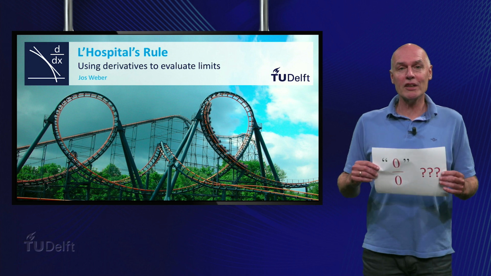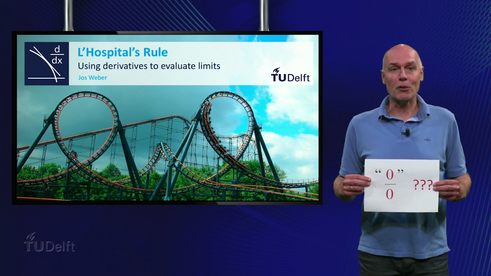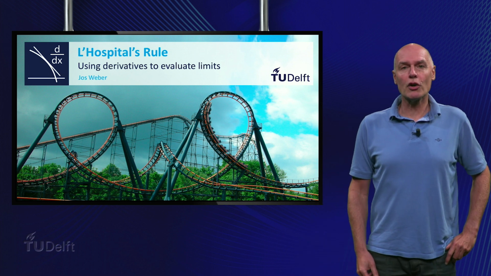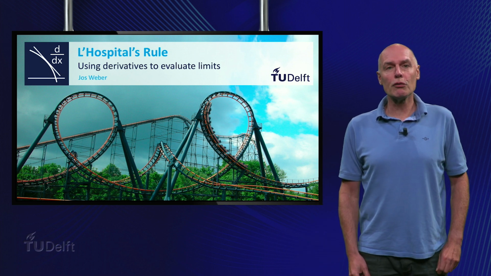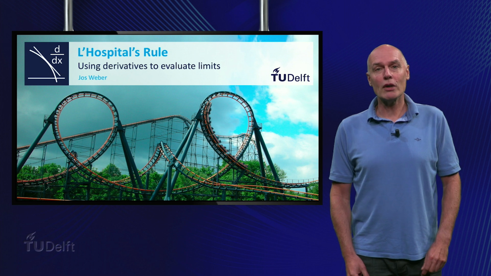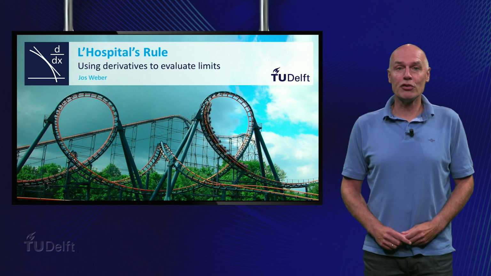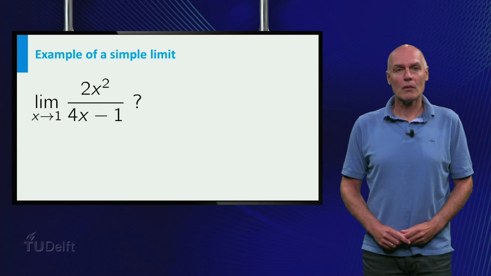Suppose you're trying to calculate the limit of a fraction and that you run into the problem that both the numerator and the denominator go to zero. What to do? Is this a deadlock? Not really. More than 300 years ago, a method was developed to deal with such a situation. It is known as L'Hopital's rule and based on taking derivatives, as will be shown in this video.